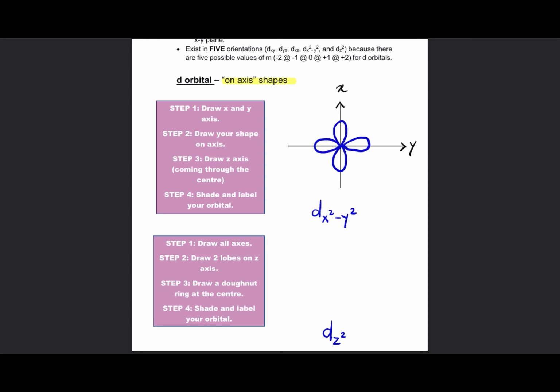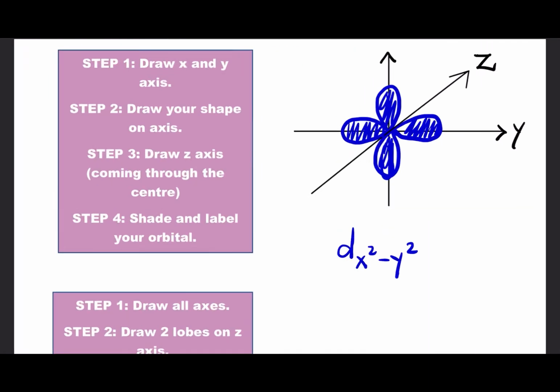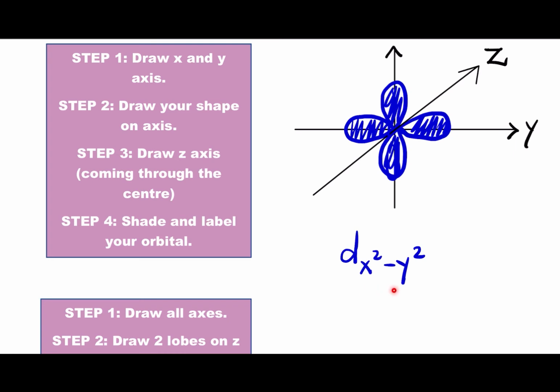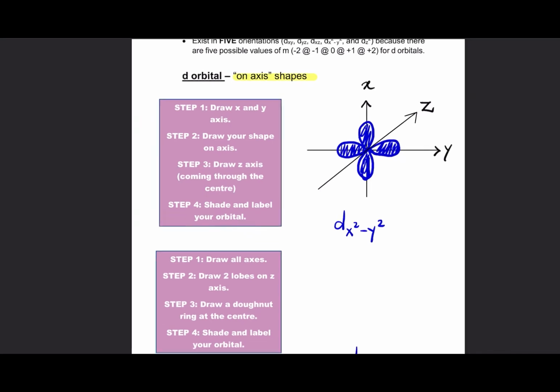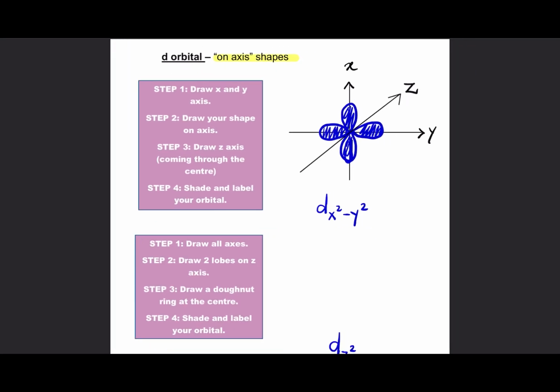And then after that, I'm going to draw z-axis coming through the center. So maknanya dia akan coming through here, through the center. So I got one more axis coming through here. So this is going to be z-axis. And after that, step last, kita akan shade and label my orbital. So I'm only left with the shading, because I already labeled my orbital here, dx square minus y square. So this is the drawing on axis, maksudnya atas axis tersebut.